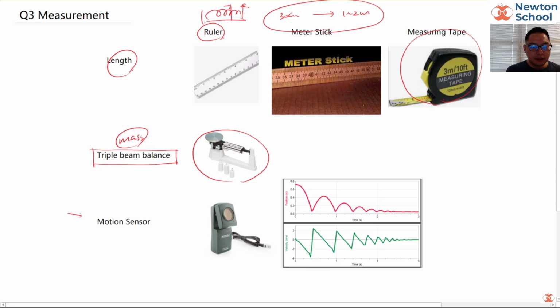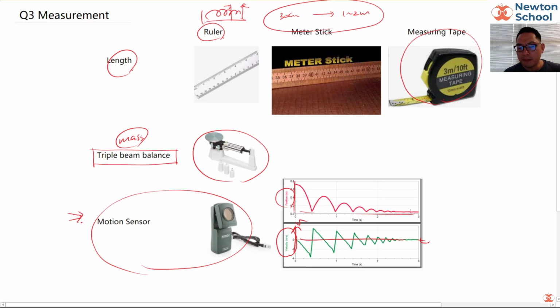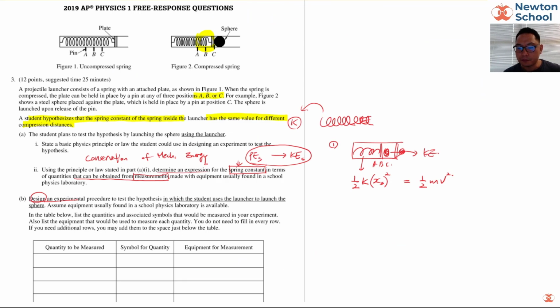Now this is a little different. If you use a motion sensor, you can actually get the position and velocity. This is the velocity graph over a time period, and this is the position graph over a time period. So you can get this right away. Okay, so I'll just give you 2 different approaches for this.